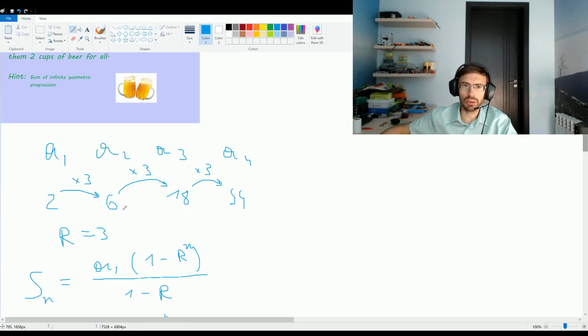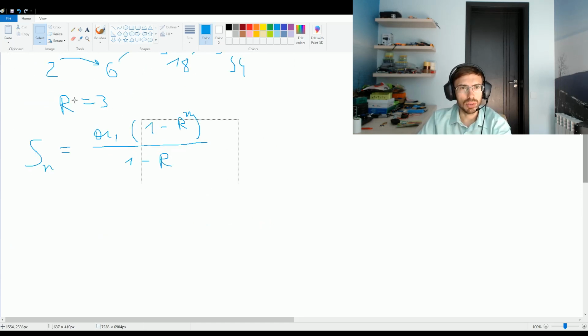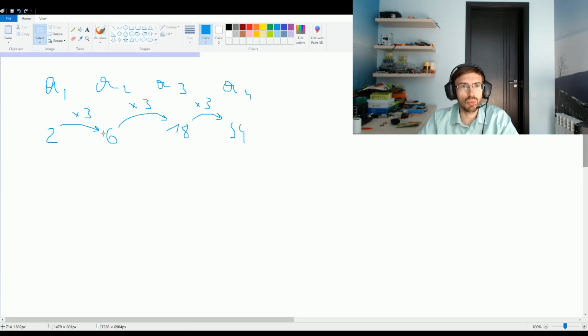Let's now use the calculator and see if the sum is really 80. So 2 plus 6 plus 18 plus 54, and indeed this is 80. And now the most interesting part begins. What if, instead of r equals 3, there will be a different r, and what if the amount of terms will be infinity?